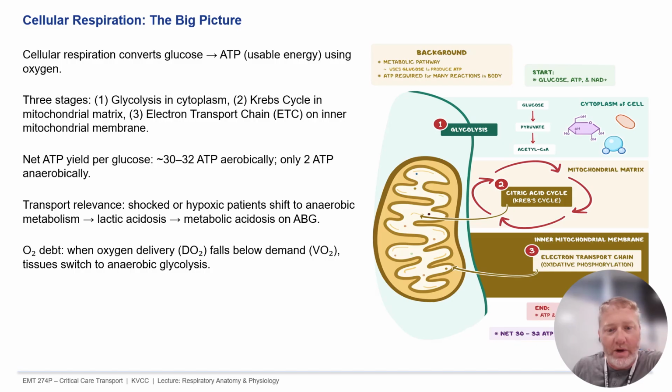Whenever you're looking at the relationship between them, when the oxygen delivery, the DO2, and we won't do the equation for that, falls below the demand, or the VO2, the tissues switch. They switch from aerobic to anaerobic. They go from the ATP generation to just straight up glycolysis, and that essentially shuts down their ability to receive and transport oxygen.